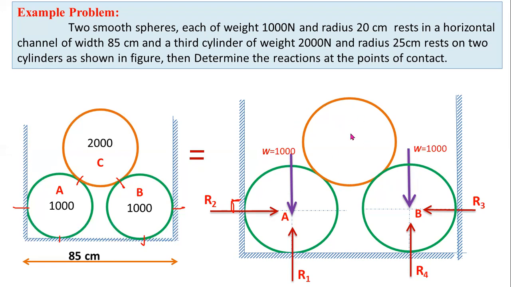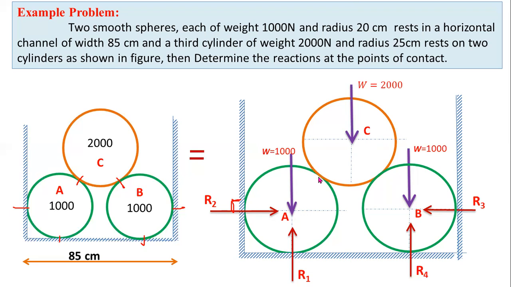Now for this cylinder, you have to consider a self weight W equal to 2000 newtons vertically downwards. Self weight always acts vertically downwards. Self weight of any body always acts vertically downwards. Now here there is a contact between these 2 movable surfaces.